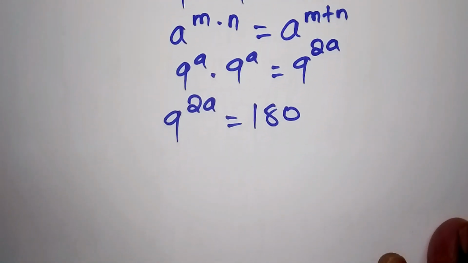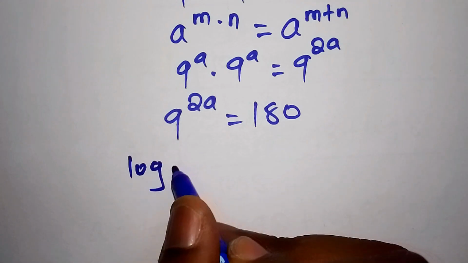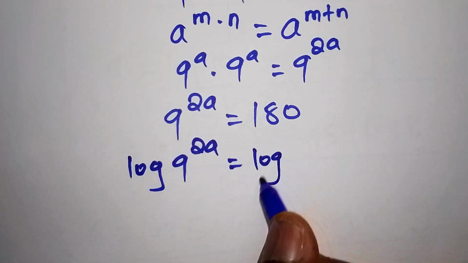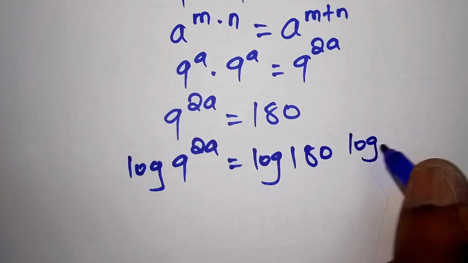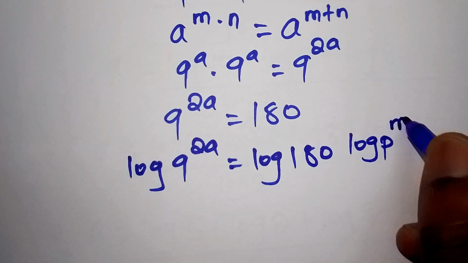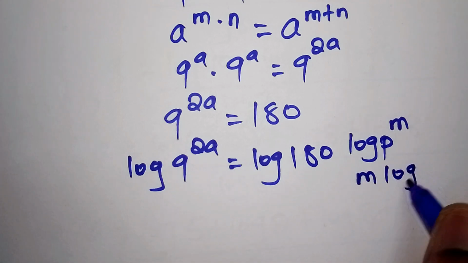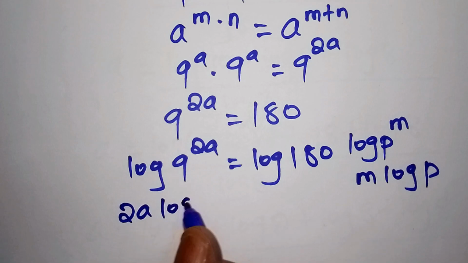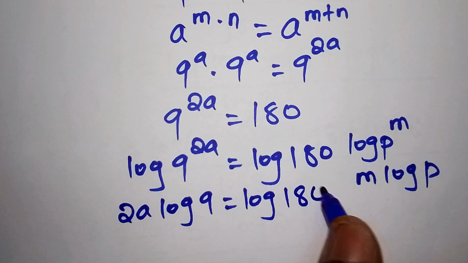The first thing now, let's introduce the log on both sides. So now we shall have the log of 9 to the power of 2a is equal to the log of 180. Assuming that you have the log of p to the power of m, this can be written as m times the log of p. So now we shall have 2a times the log of 9 is equal to the log of 180.